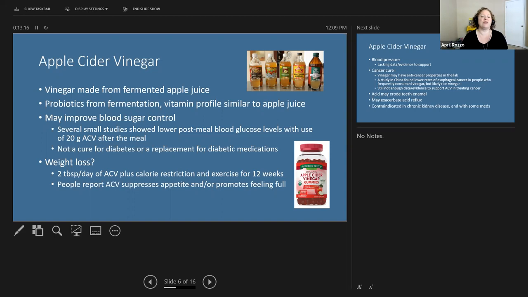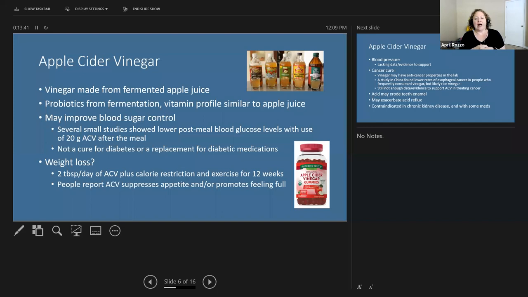As far as blood sugar control, some small studies have shown lower post-meal blood glucose levels. It is not a cure for diabetes. It does not replace your diabetic medication, but it may possibly lower those levels after a meal to prevent the spikes that are common after a meal.